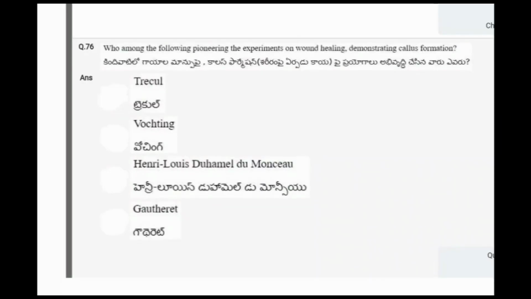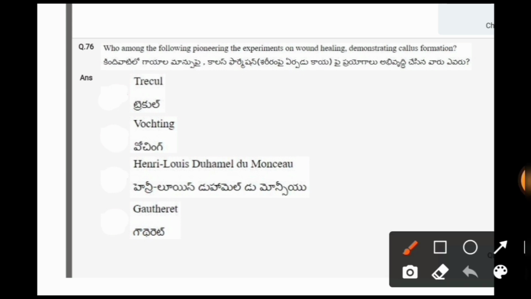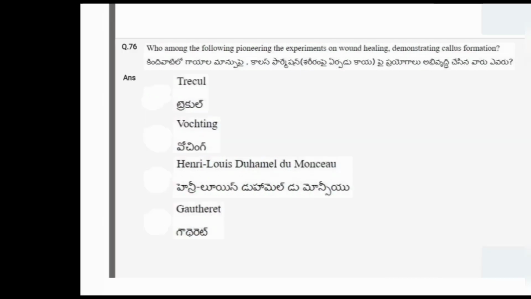The first question is, who among the following pioneered the experiments on wound healing, demonstrating callus formation? The options are Trécul, Watching, Henri Louis Duhamel du Monceau, Gauthret. The correct option is the third one, that is Henri Louis Duhamel du Monceau. Okay, let's see the next question.